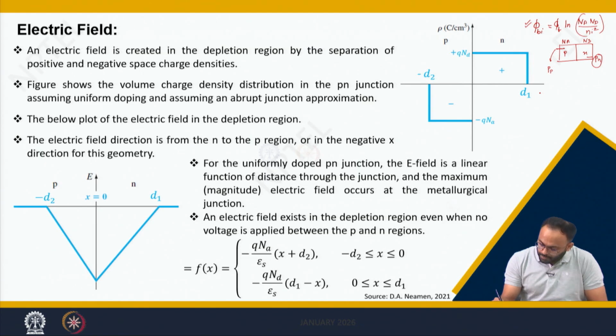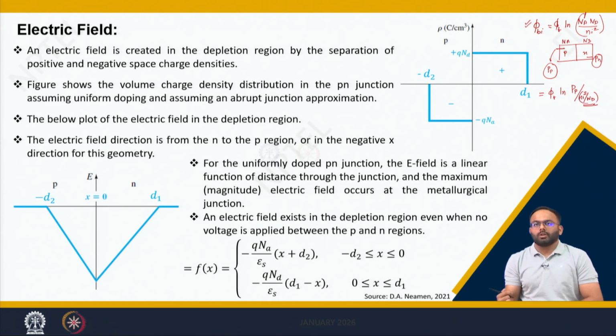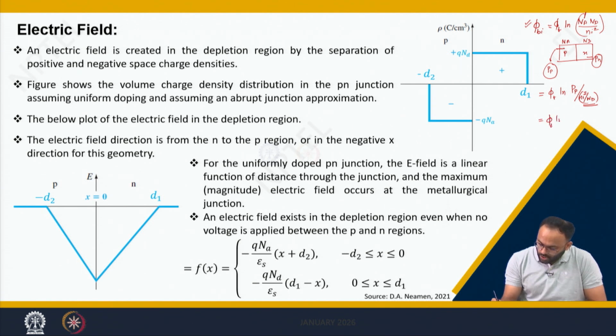So you can simply do this: phi t log of Na. Na is nothing but the hole concentration Pp, or the hole concentration at the P side, and Ni square by Nd can be written as Ni square by Nd. This is nothing but the minority carrier concentration, or hole concentration at the N side. So this can be written as phi t log of Pp divided by Pn, which is nothing but phi bi.